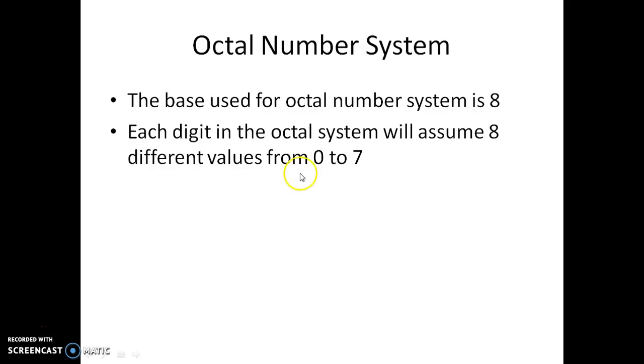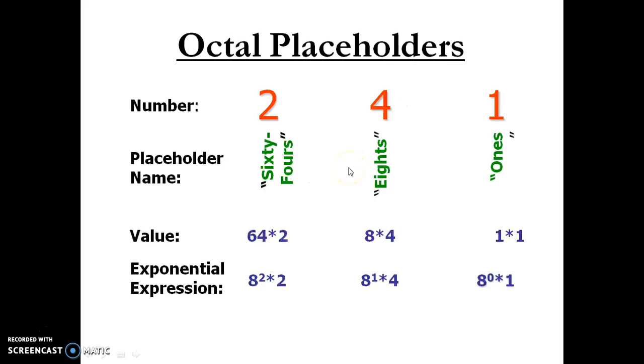Then next we see octal number system. In this octal number system, the base is 8. Each digit in the octal system will assume 8 different values, that is from 0 to 7. The placeholders are: the rightmost bit has a place value of 8 raised to 0, that is equivalent to 1. The next position is 8 raised to 1, that is equivalent to 8. And the next position is 8 raised to 2, that is equivalent to 64.